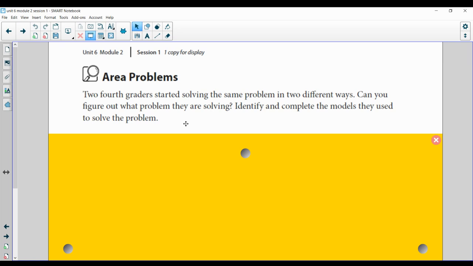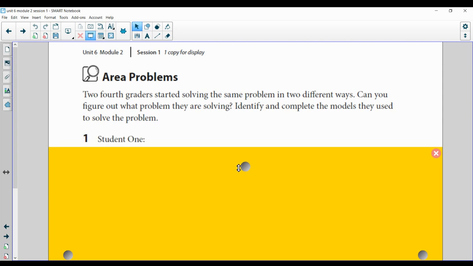So for our first problem today, we have two fourth graders. They started solving the same problem in two different ways. Can you figure out what problem they are solving? Identify and complete the models they used to solve the problem.